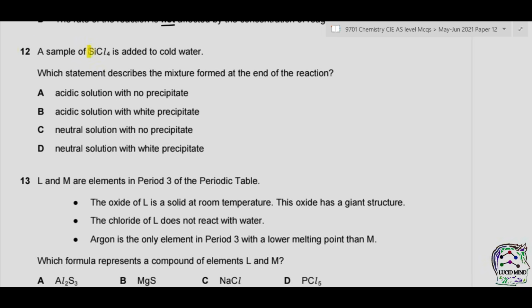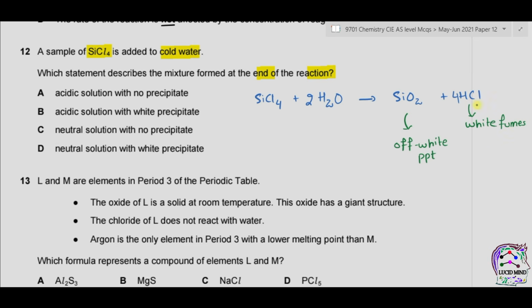Question 12. A sample of SiCl4 is added to cold water. Which statement describes the mixture formed at the end of the reaction? We can write the chemical equation. SiCl4, when it dissolves in cold water, forms SiO2 along with HCl. Now SiO2 is seen as an off-white precipitate, while HCl is seen as white fumes.